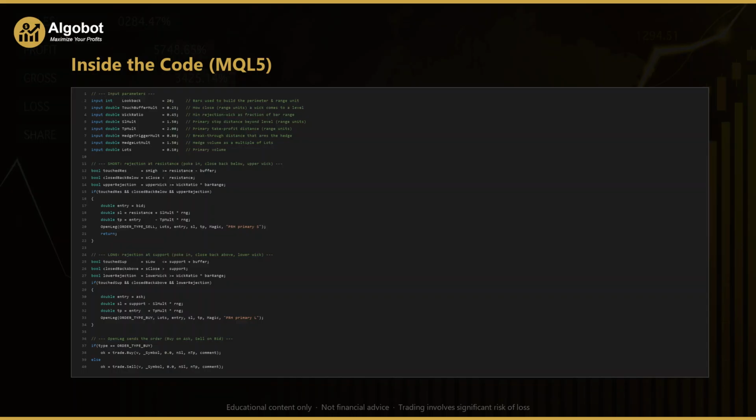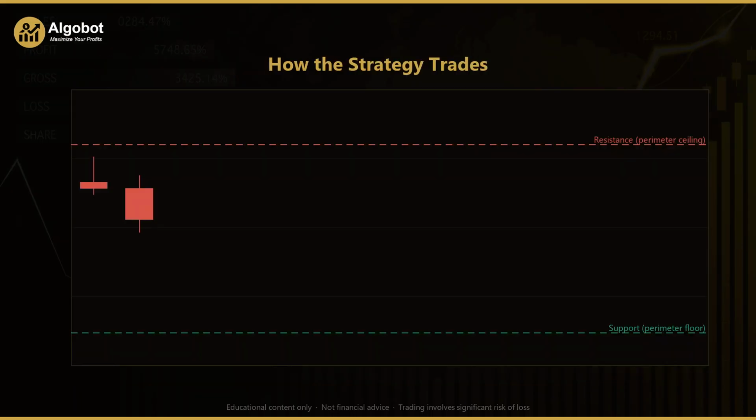If the order type is buy, it calls trade.buy, which executes at the ask. Otherwise, it calls trade.sell, which executes at the bid. Both sides pass in the normalized stop loss and take profit, so every position is protected from the moment it opens. Let's bring this to life with an illustration.